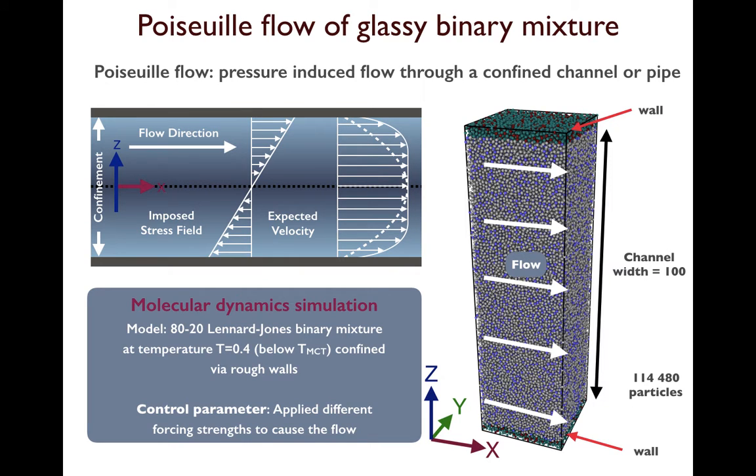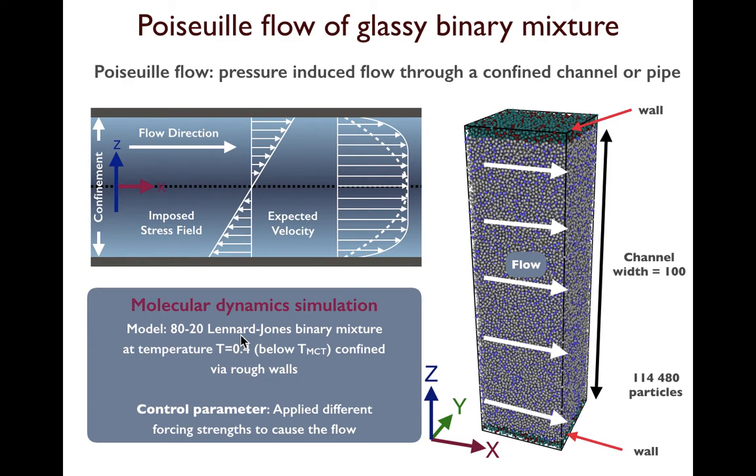Poiseuille flow is a type of flow happening in a confined channel or pipe because of some externally applied pressure gradient. In this schematic, there is a confinement along the y direction and there is a flow along the x direction, which imposes a stress field across the channel, resulting in a velocity profile. The nature of the velocity profile is parabolic when the liquid is Newtonian, while when the liquid is non-Newtonian like glass, then these velocity profiles become blunt.